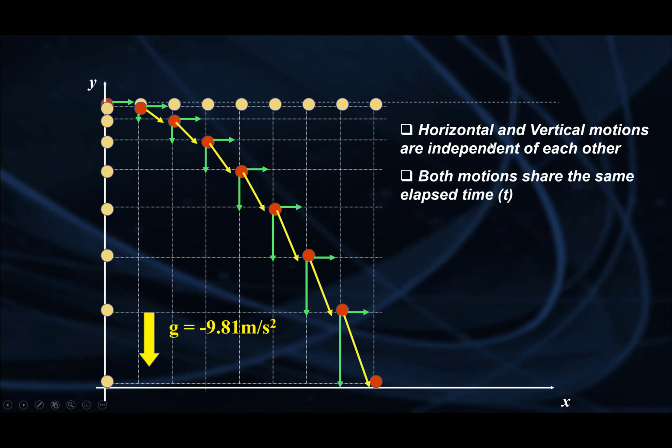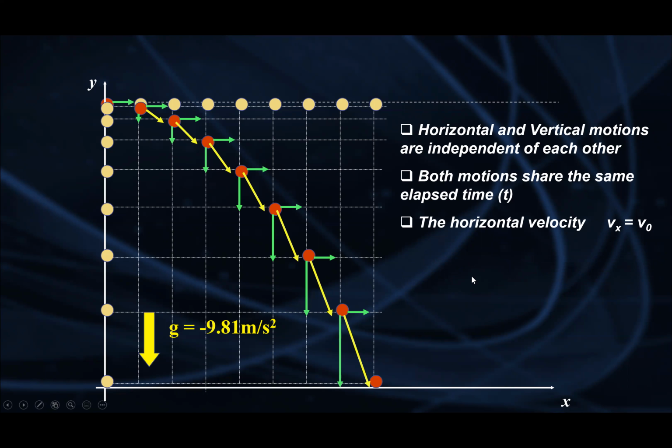One is that the horizontal and vertical motions are independent of each other. That's the law we talked about, the law of compound motion. We know that the motions share the same elapsed time, and this is critical. The amount of time that it's falling is the same amount of time it's moving horizontally. And the fact that the elapsed time both horizontally and vertically is the same is what helps us solve projectile motion problems.